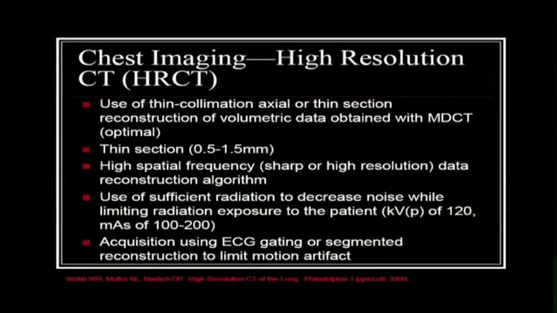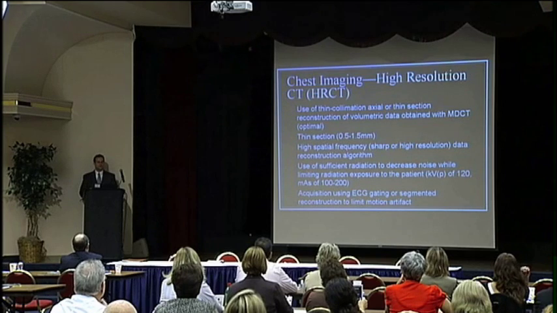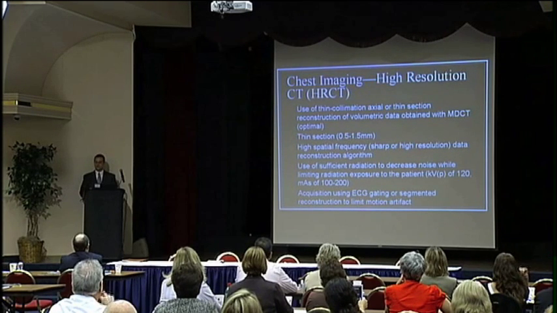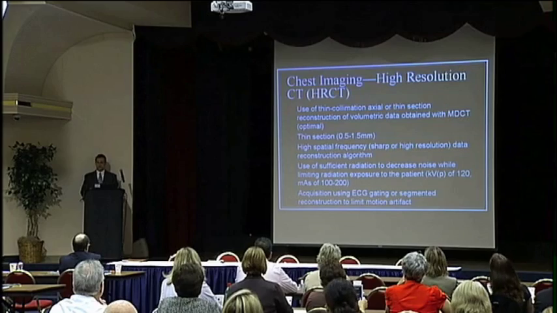So let's do that a little bit. Again, this is essentially the standard for imaging of interstitial lung diseases. The way it's done is use of a thin collimation axial or thin section reconstruction of volumetric data obtained by the CT scanner. And that's obtained with a multi-detector CT scan optimally. Most CT scans now, there's very few single-detector CT scans still in operation. I'm not sure if there are any. But they're now up to 64 and 128 slices. So this is pretty easy to do on most modern CT scanners.